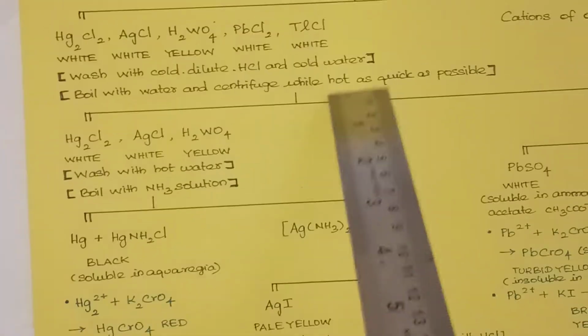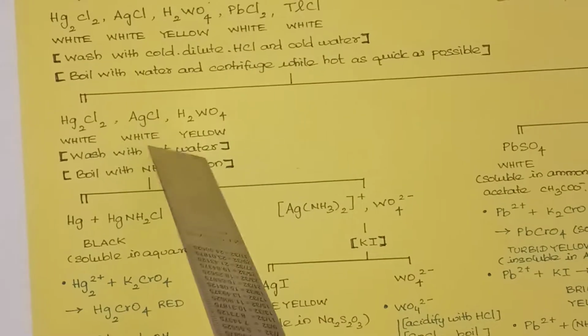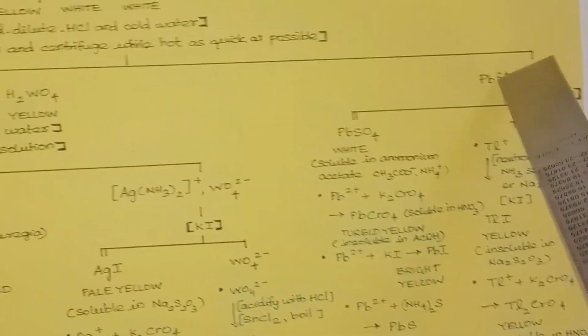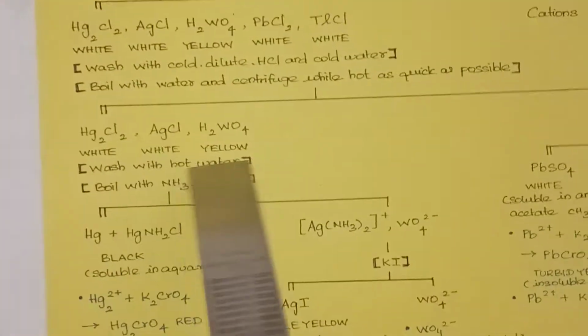Is that clear? If you are getting a white colored precipitate, what was the previous reagent? Hot water. Again you wash with hot water in order to remove lead and thallium, just to make everything perfect. Again we are washing the residue. Do centrifugation.